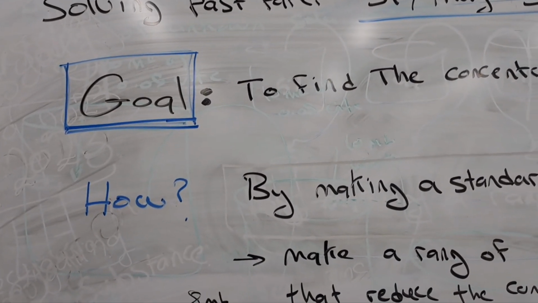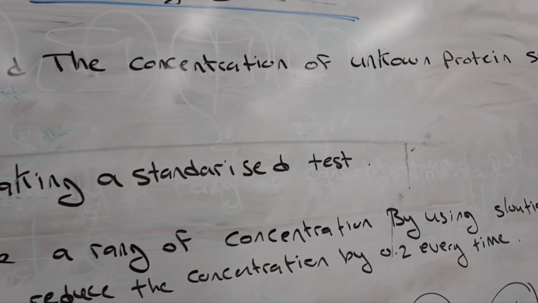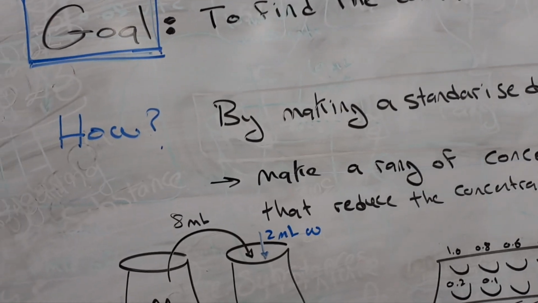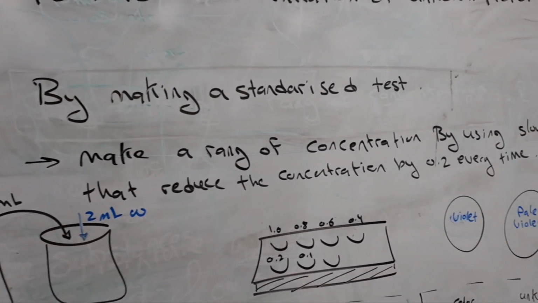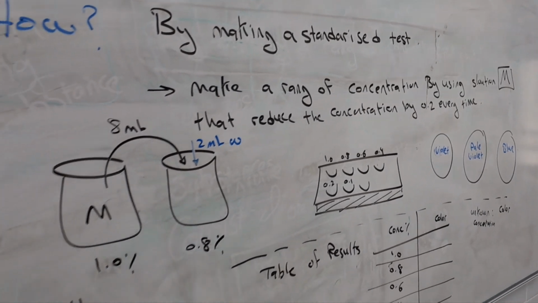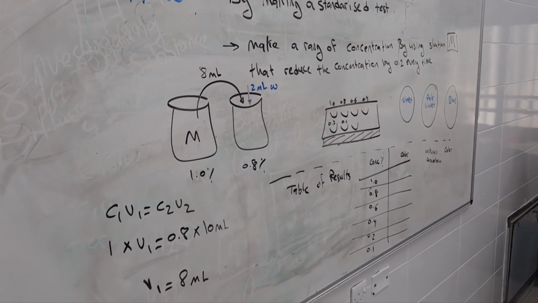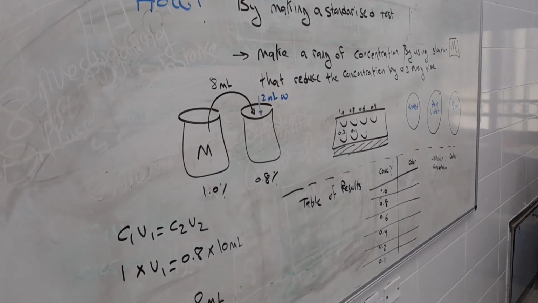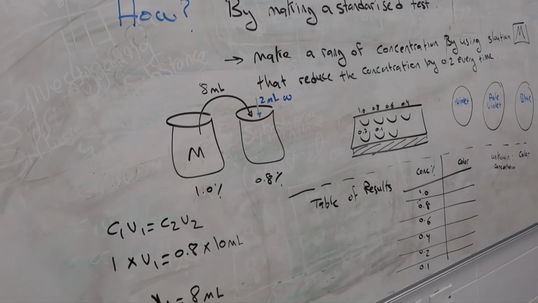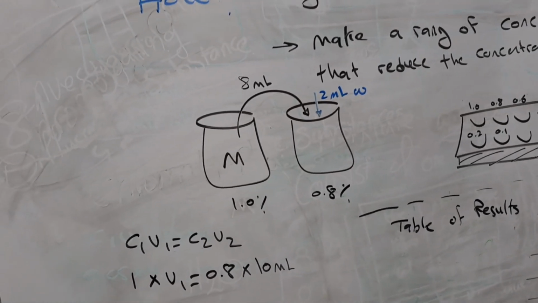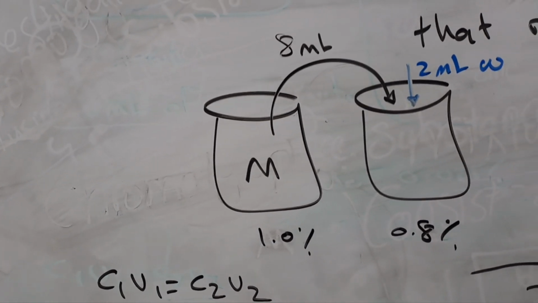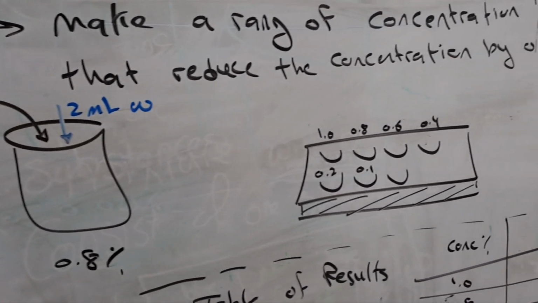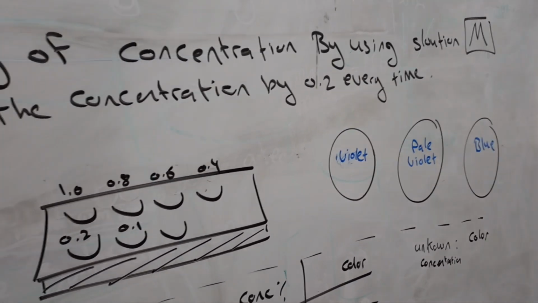Now the goal of this experiment is to find the concentration of unknown protein solution. And in order to do that, we simply need to make a standardized test. To make a standardized test, we need to start with a simple dilution in order to make a range of concentrations of known concentration, and we're going to start with the stock solution provided by the examiner. The stock solution is 1% milk, and we need to make different concentrations that reduce the concentration by 0.2 every time.